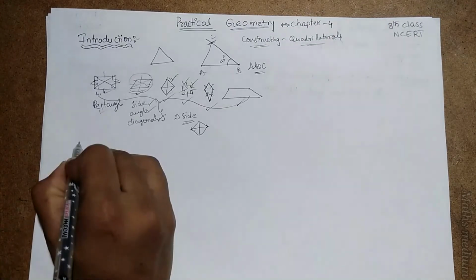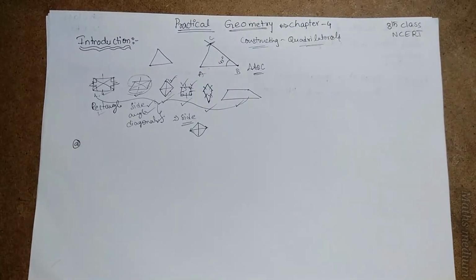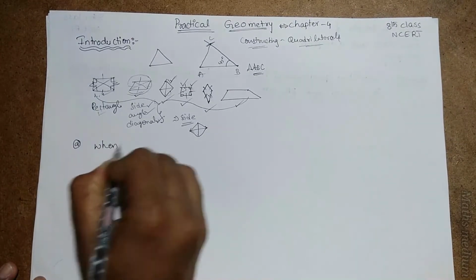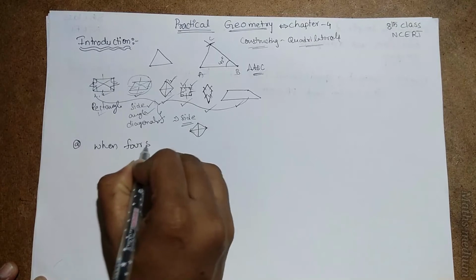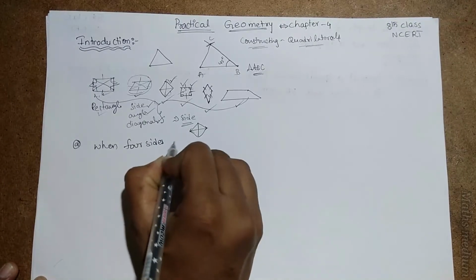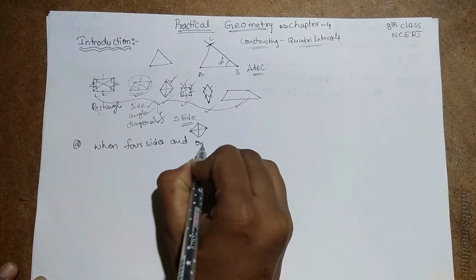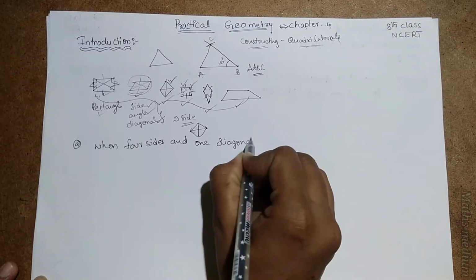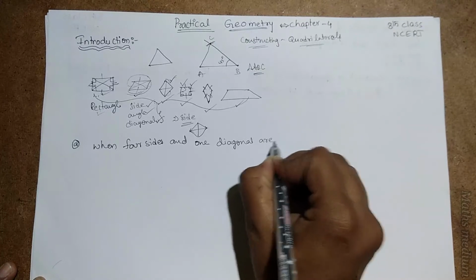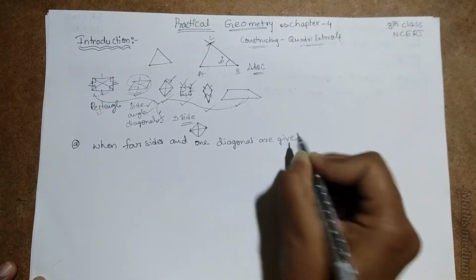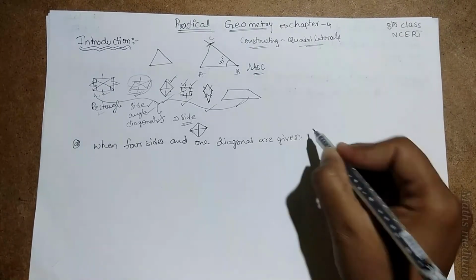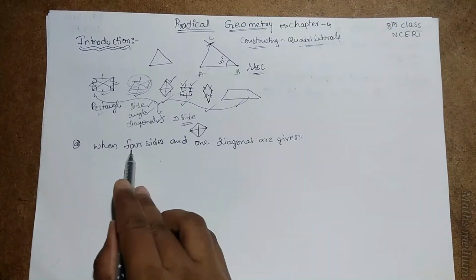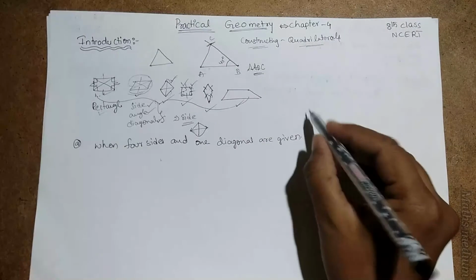So let's see, that is A. When four sides and one diagonal are given. So in this case, four sides and one diagonal are given. In this case, here four sides are given. So let it be an example.